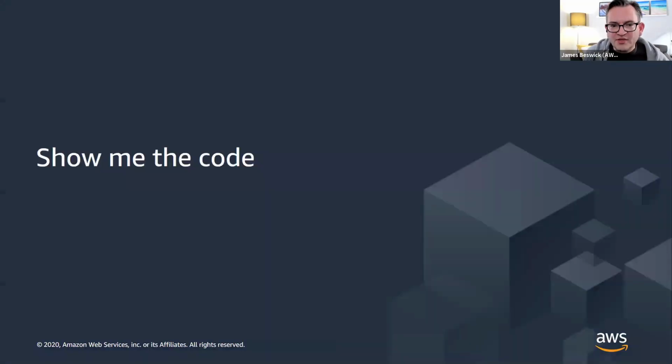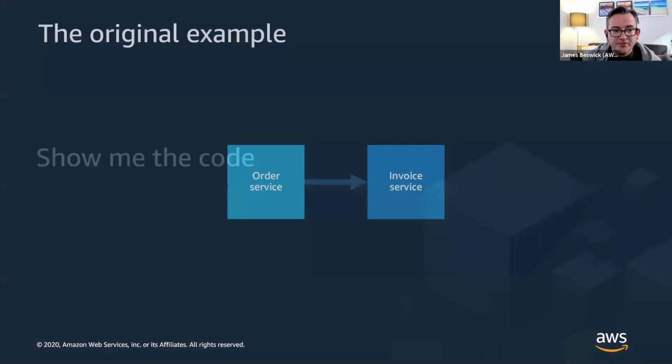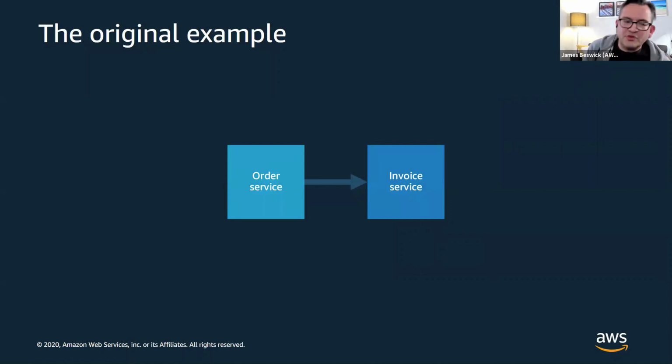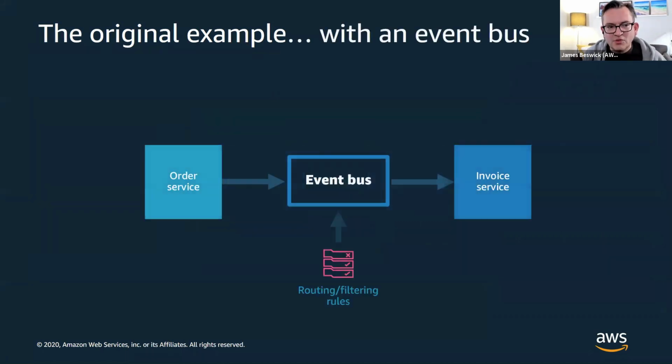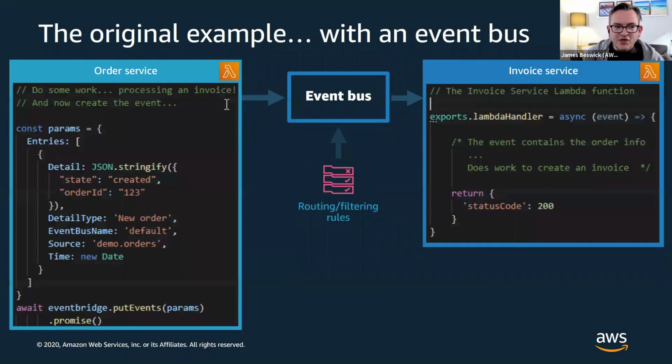So let me show you what this actually looks like in terms of code. If we think about that original example we talked about with the order service and the invoice service, this is pretty straightforward. The order service is going to raise an event to the invoice service. So with the event bus in the middle, it looks like this. It's going to essentially decouple these two services. Well, actually the code is very simple.